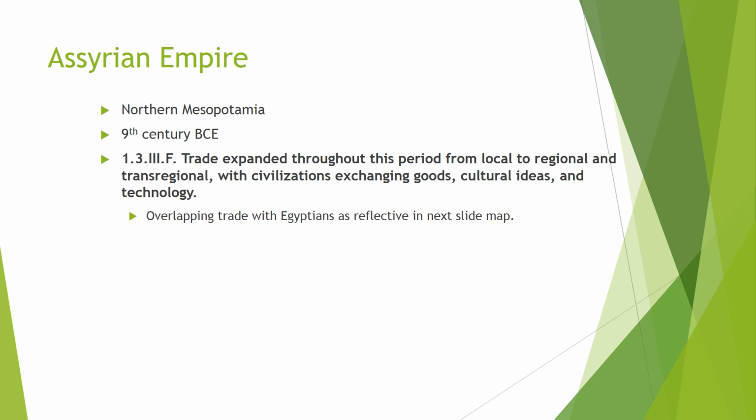We had an essay a couple years back, and kids bombed it because they didn't know what the term trans-regional meant. So make sure you look it up if you don't already know it. Overlapping trade with the Egyptians, for example, is important because it looks at the large-scale systems of trade happening in this region and in this time period.